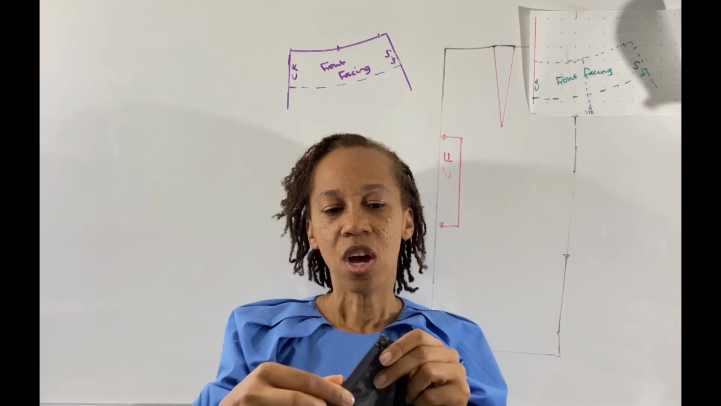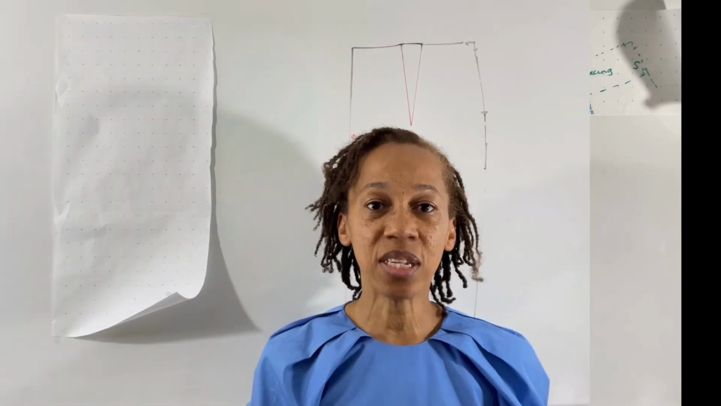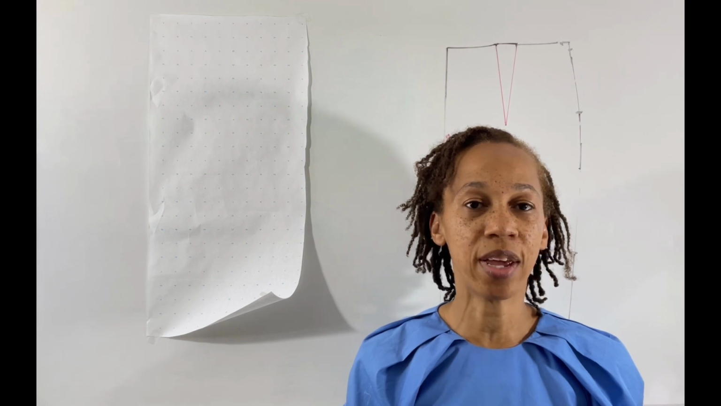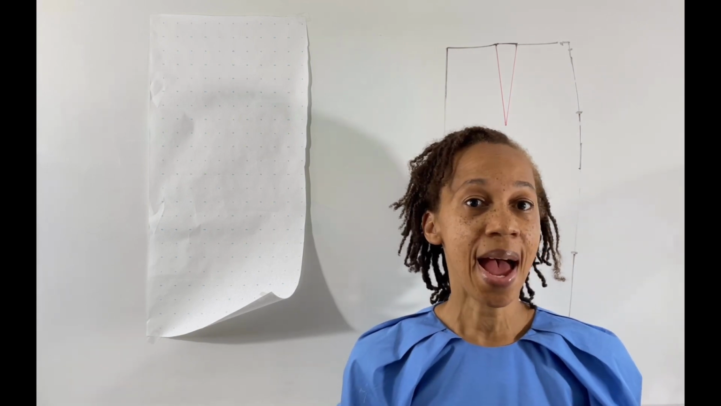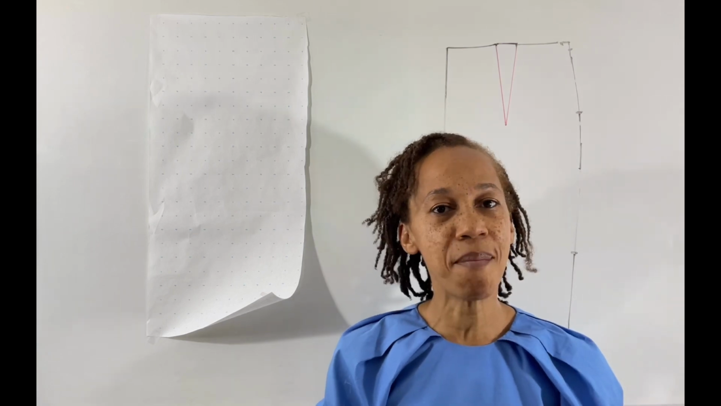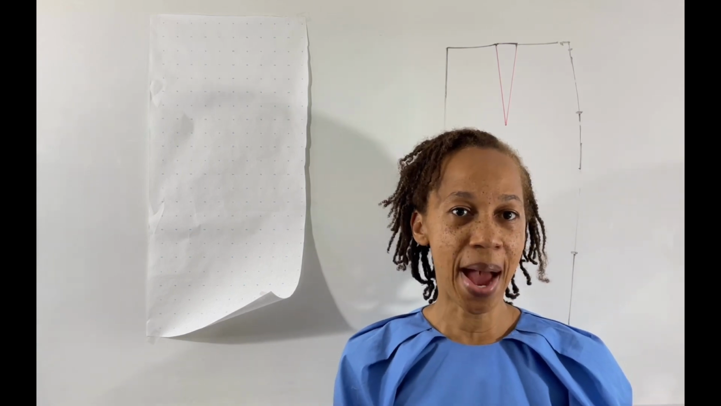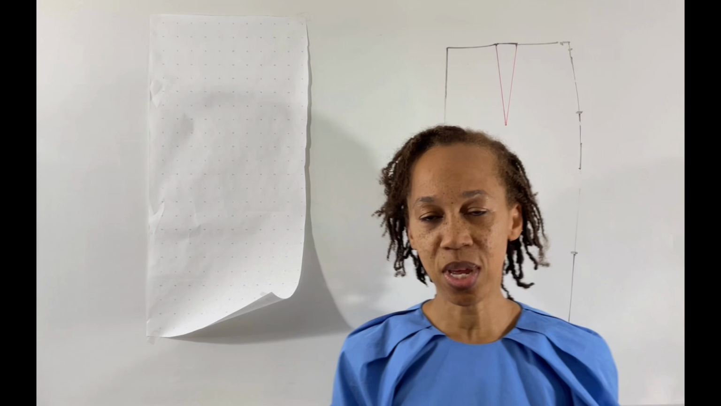So you have two ways of creating this also. This bias binding can be self-made, or you can buy one that's pre-made. But if you are making a garment and you want to have that tailored look, use a self-made bias binding. Now, how do I go about making a pattern for the self-made bias binding? First of all, you need to have your paper.